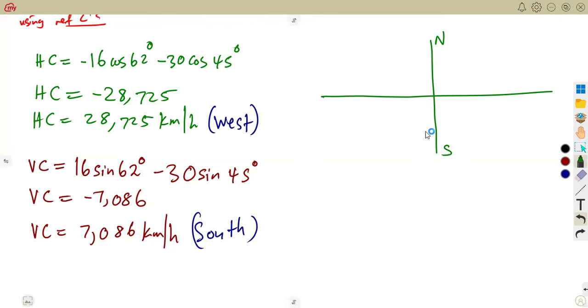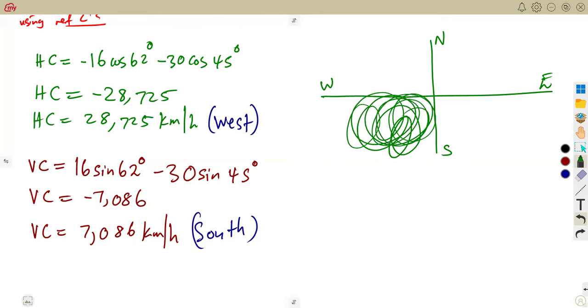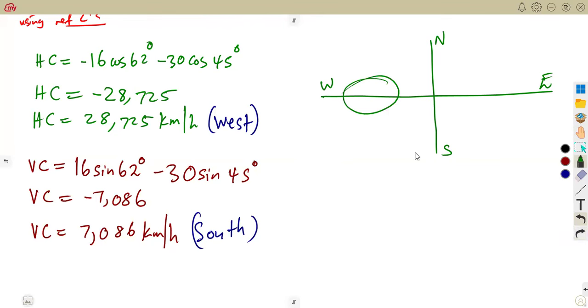Okay, so this is north, south, west, and east. So where do we have west and south? West and south here. This is the part where our horizontal is negative and also our vertical is what? Negative. So in this quadrant, our triangle, remember how you draw your triangles? Your triangle will be like this. Okay, so 90 degrees here.